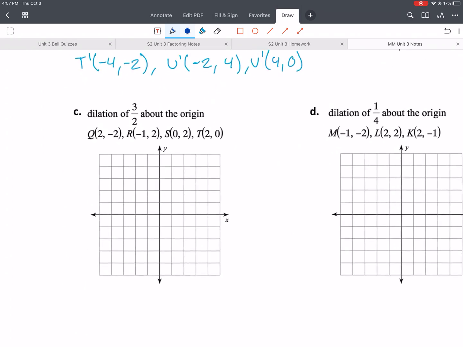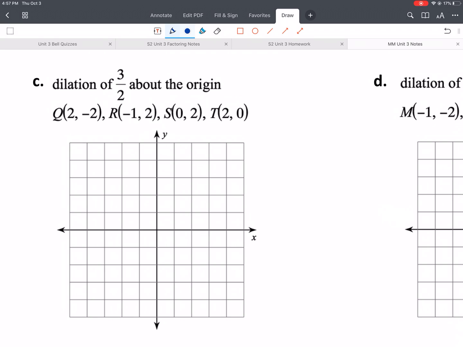All right, so here's just some other examples. So we'd plot it first. 2, negative 2, negative 1, 2, 0, 2. Oops, that would be backwards. Sorry. Negative 1, 2, 0, 2 would be here, and 2, 0 would be here. So this is our shape. Okay, so that would be Q, this would be R, S, and T.